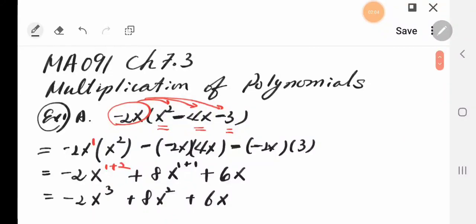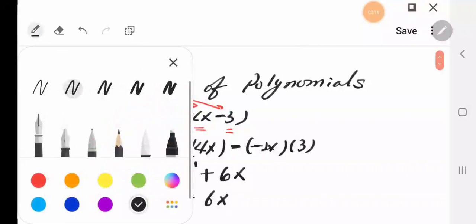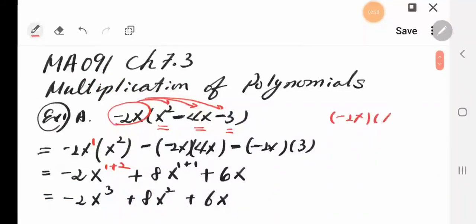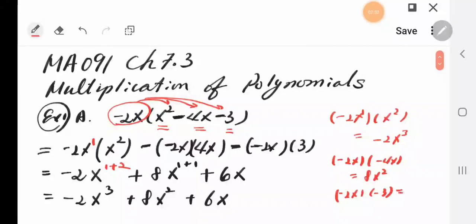In this case, you can skip the first step because when we multiply two factors, negative 2x and x squared, you can use mental math. Negative 2x times x squared: 1 plus 2 is 3, so you can write negative 2x cubed. The second term is negative 2x times negative 4x. Once you multiply these two, it will be positive, 2 times 4 is 8, x times x is x squared, so you write 8x squared. For the last one, negative 2x times negative 3 will be positive 6x. So you may use mental math so that you can skip all unnecessary steps and write the answer right away.